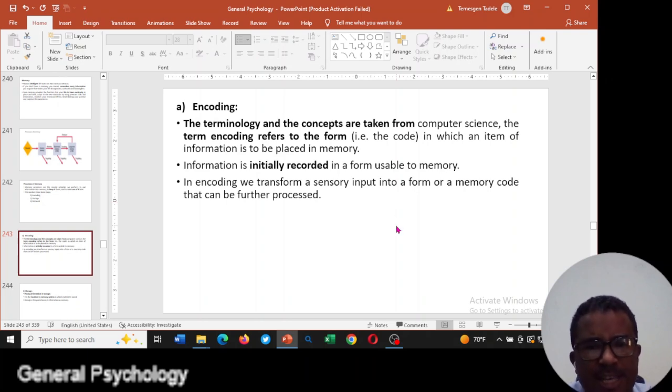So information is initially recorded or registered, given a code, through sensory memories. In the encoding process, we can transform a sensory input into a form of memory and process it for the next stage.